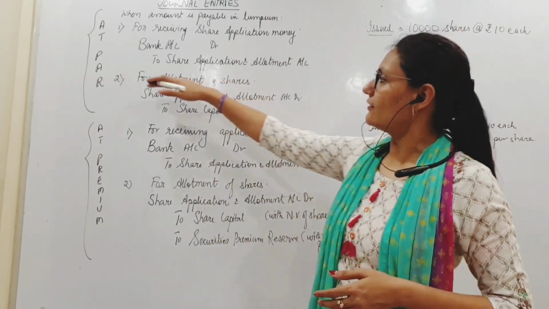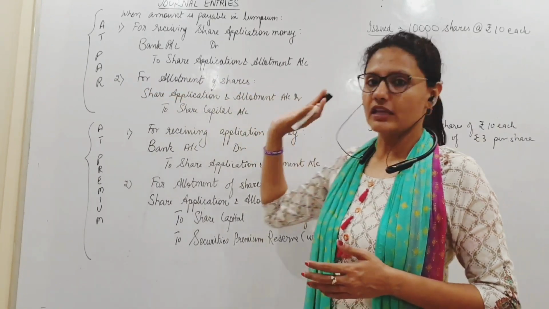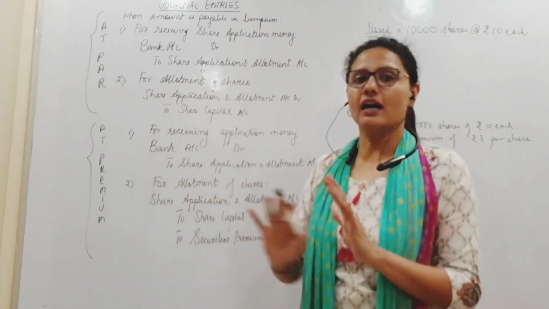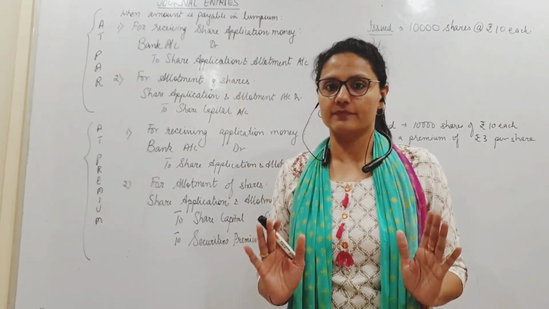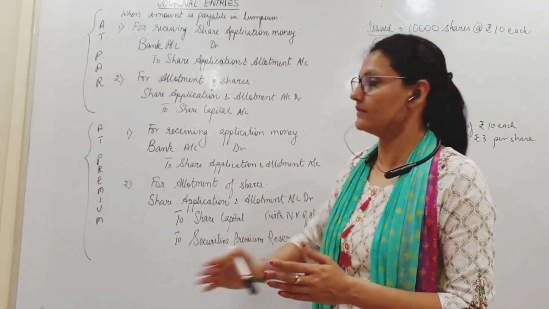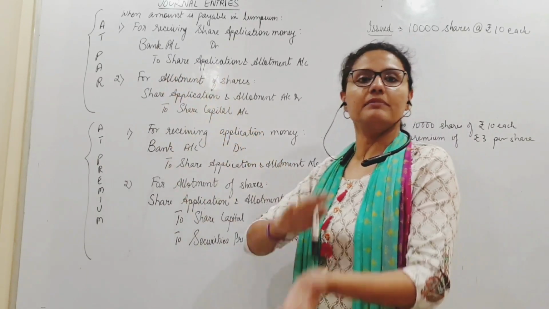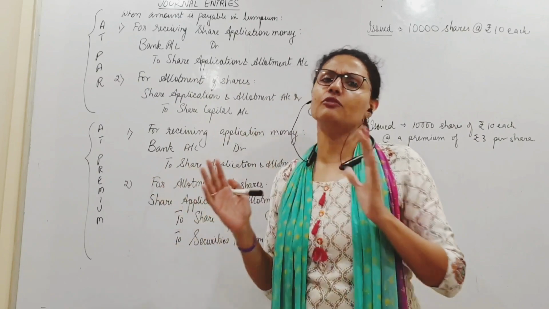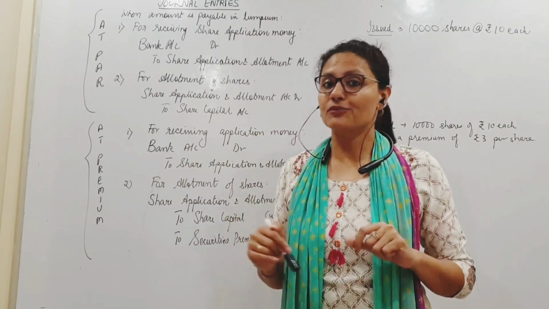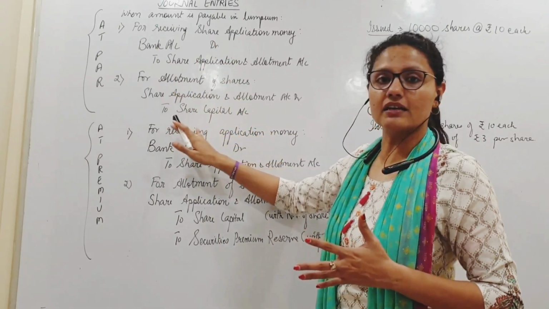So here we have for allotment of shares, share application and allotment account I will have to close because that amount is used. And used against what? Now that amount that I have received has become my share capital. तो ये amount हमने एक account से लेके दूसरे account में transfer कर दिया. I am not receiving money again. I have already received the money here, so no bank account here.